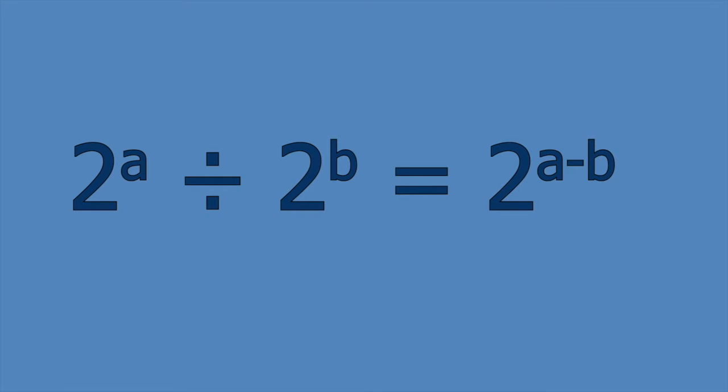The second property is actually very similar to the first property. The only difference in this case is that instead of adding the 2 exponents together, we're going to subtract the 2 exponents. The reason is because instead of multiplying 2 exponential expressions, we're going to divide them. Well, let's look at this overall general expression. Here we have 2 to the a power, that means 2 times itself a times, divided by 2 to the b power, which is basically 2 times itself b times. The answer is actually going to be 2 to the a minus b.